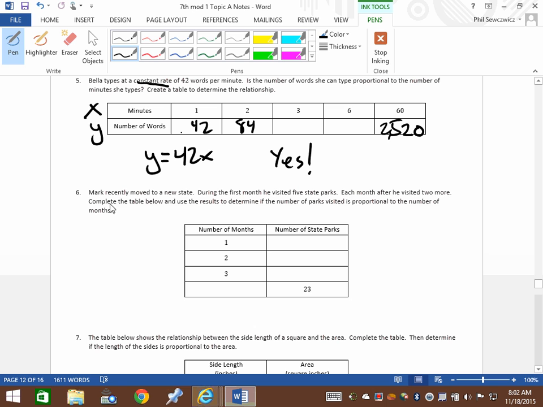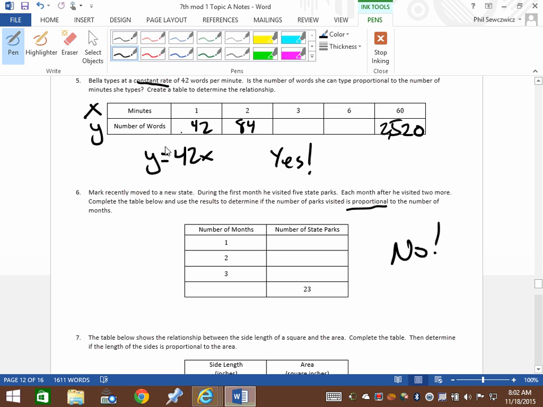So question 6: Mark recently moved to a new state. During the first month, he visited 5 state parks. Each month after, he visited 2 more. Complete the table below and determine if the number of parks is proportional. Okay, so right here, I'm going to tell you flat out the answer is no.